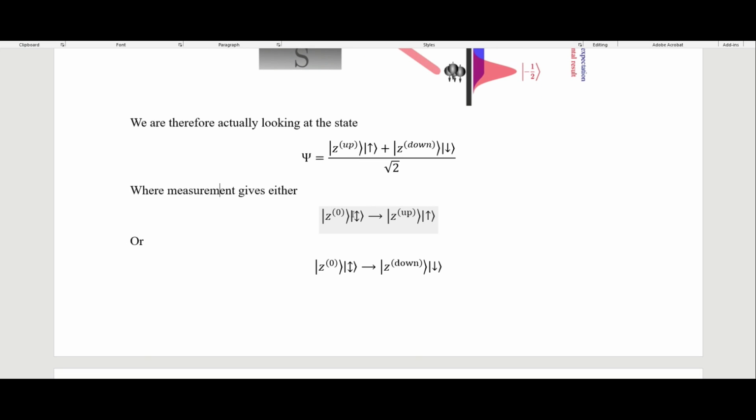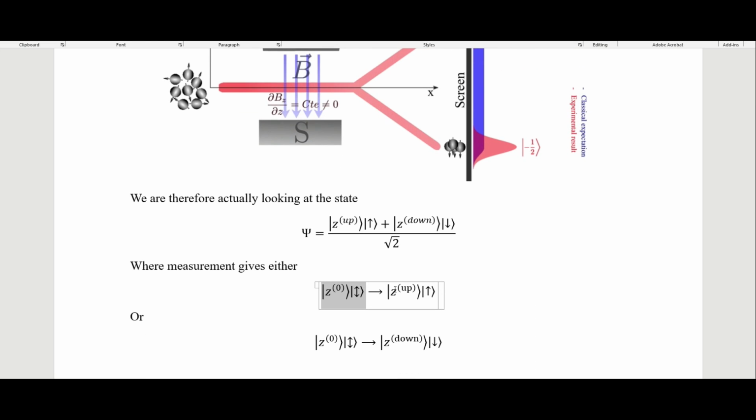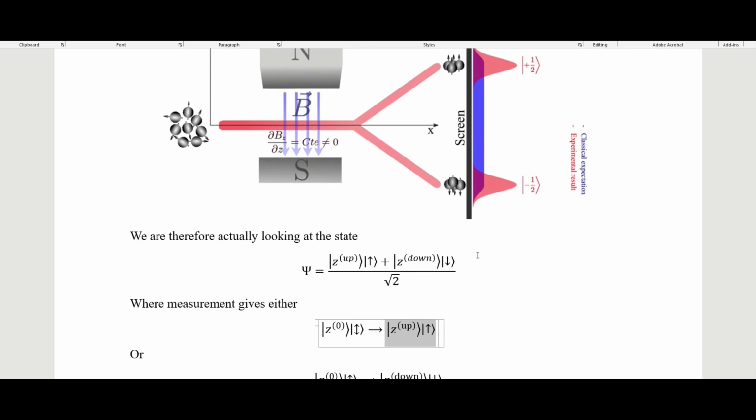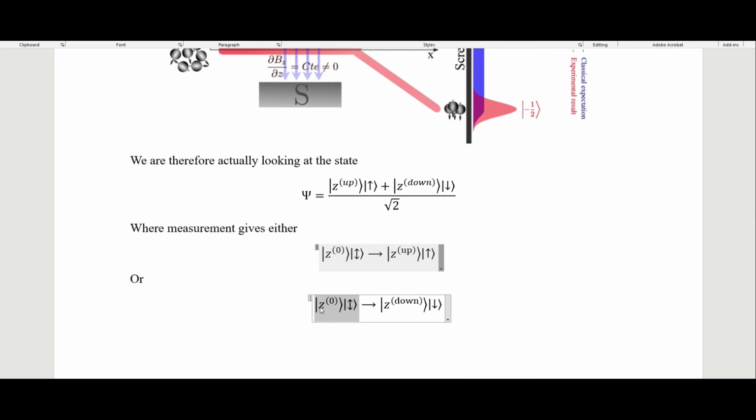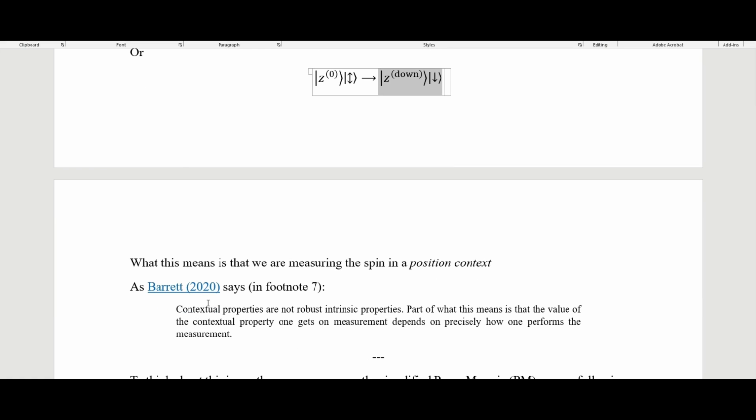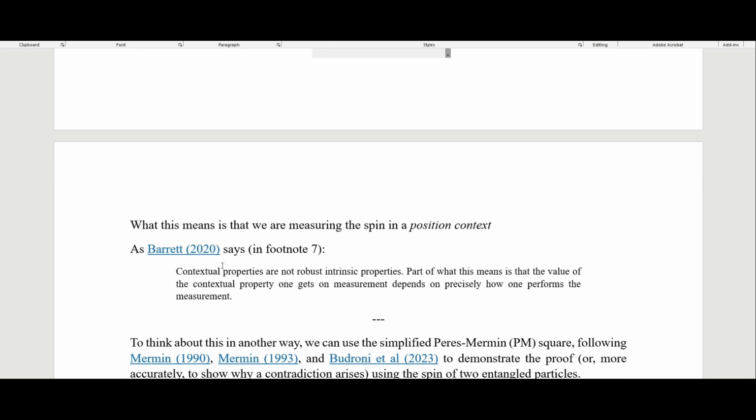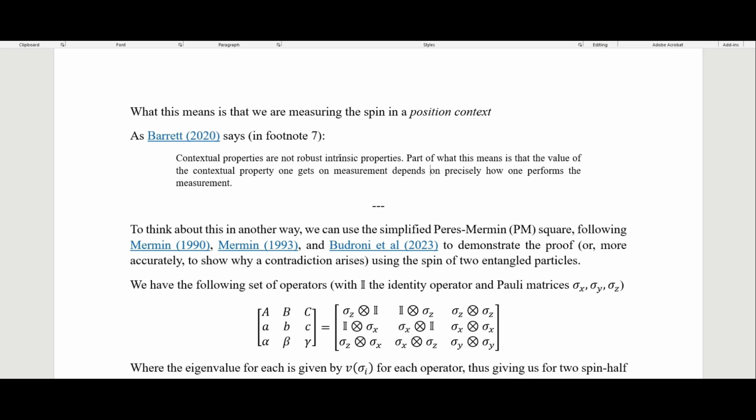So our measurement gives, if we go from this where it's in the center right here, to this upward position up here, that tells us it's spin up, or we can go from this to the down position here, and that is spin down. So what this means is that we are measuring the spin in the position context. Barrett here notes in a footnote that the contextual properties are not robust intrinsic properties. Part of what this means is that the value of the contextual property one gets on a measurement depends on precisely how one performs the measurement.